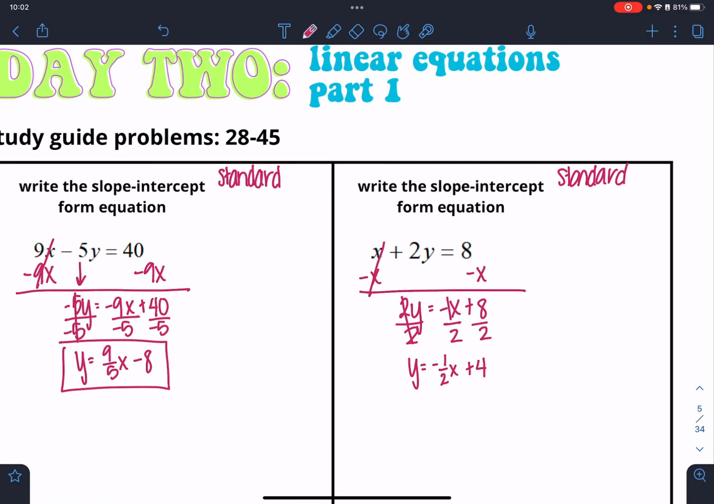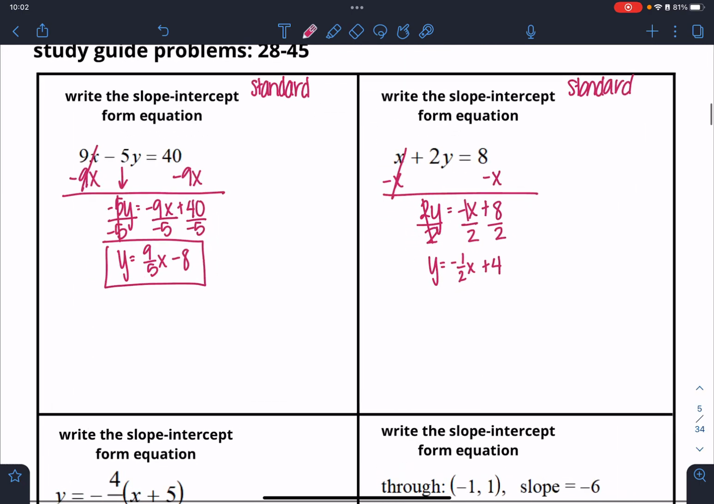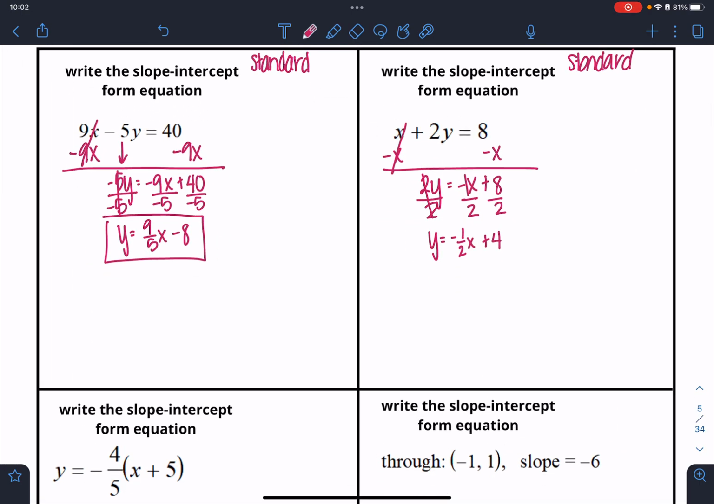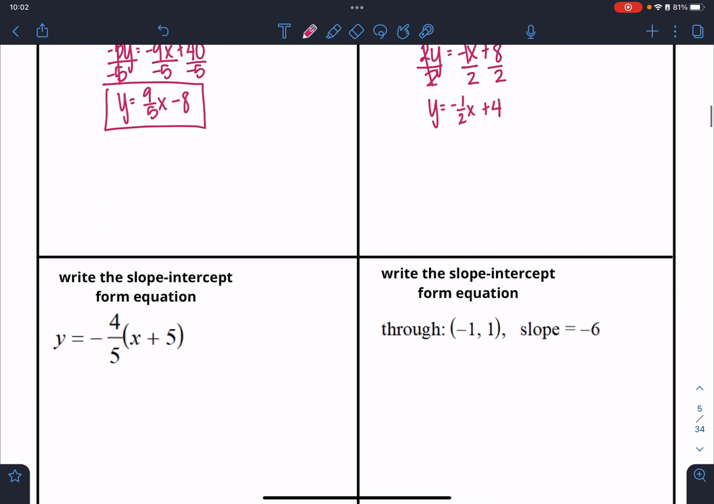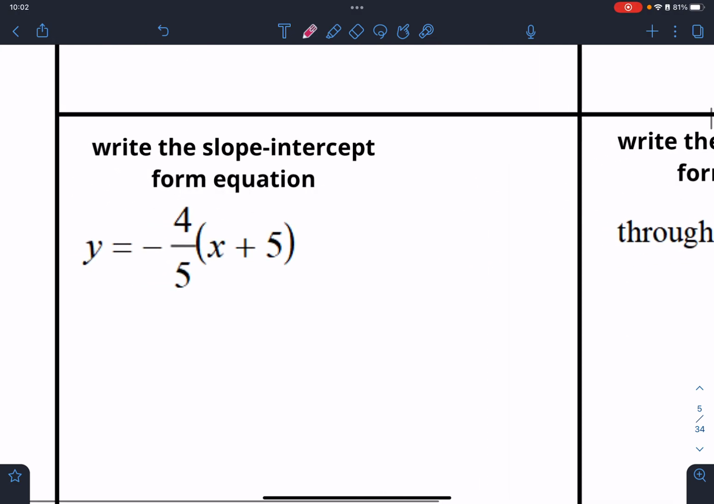Okay, so that one was kind of tricky. So hopefully when you see that again, you don't make the same mistake. Okay, so those are your standard forms, converting back to slope-intercept form. And now we want to look at this one. This one is point-slope form. Okay, we know it's point-slope form because we see the parentheses.